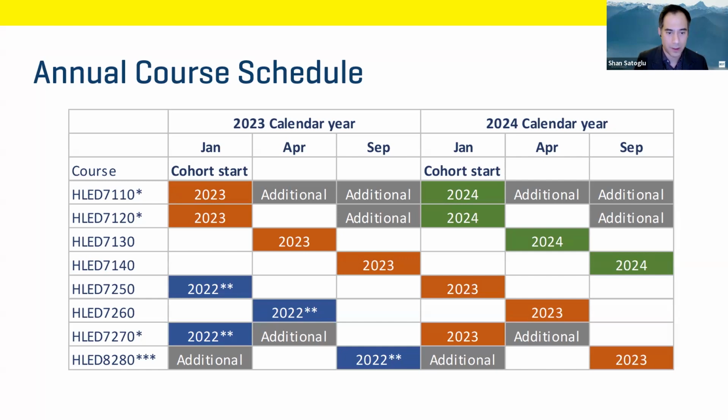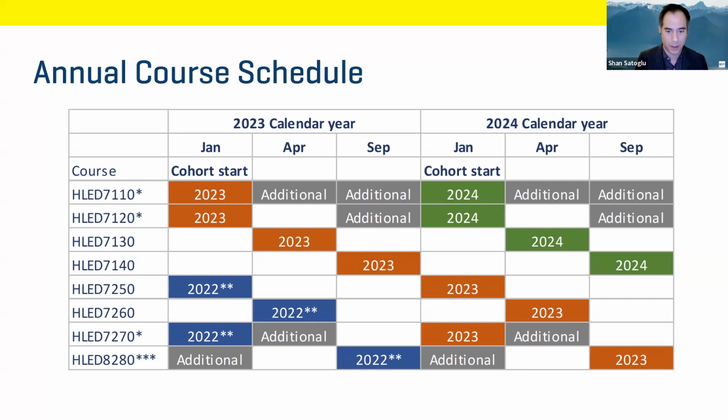You'll also see in this table there are cells in gray, called additional. What this means is, if you look at the very first course in the list, 7110, it's offered in the first year every term, so January, April, September. And in the second year it's also offered every term, January, April, and September. So some courses are offered all the time, other courses are offered twice per year, and certain courses are offered once per year.